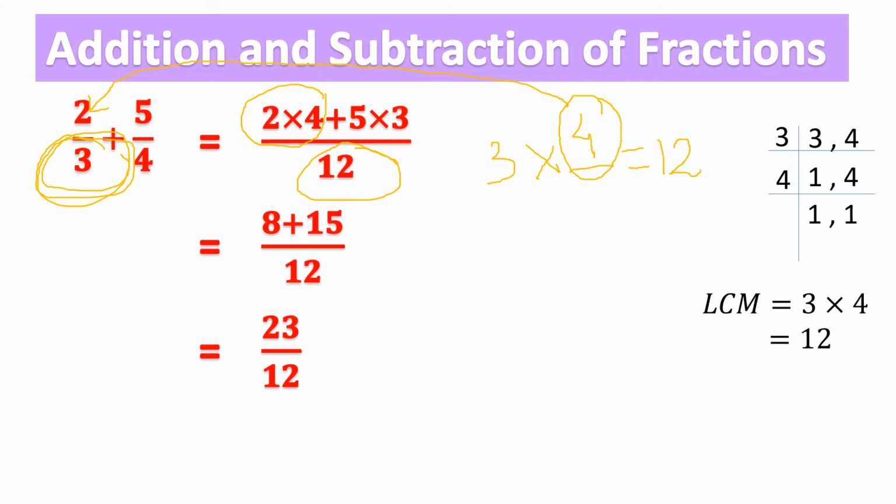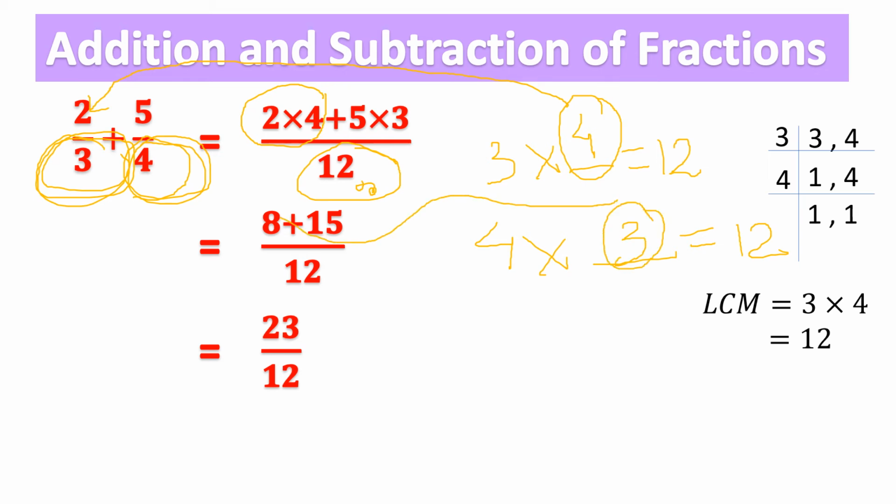Then the next step, again I look at 12, and then I look at the next denominator, which is 4. So 4 into how much is 12? I know that 4 into 3 is 12. So that 3 I'll multiply with the numerator of that number. Understood? That is how I got 5 into 3.